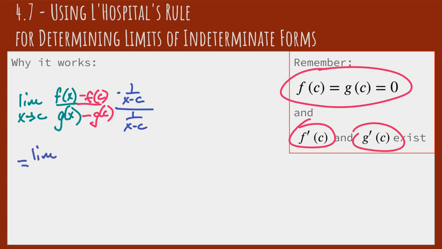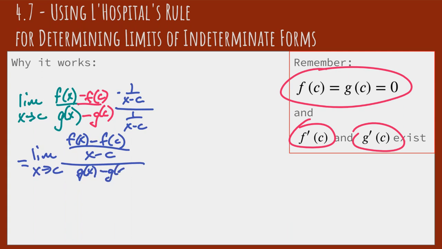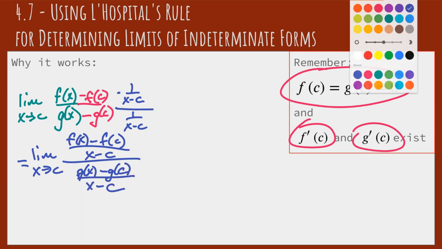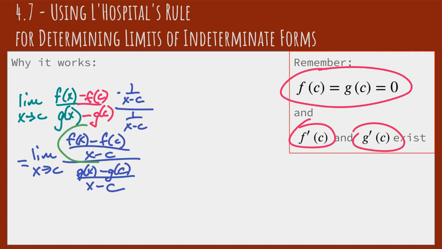So this limit now becomes the limit as x approaches c of f of x minus f of c over x minus c. Hopefully that expression looks familiar to you. And then in the bottom, we have g of x minus g of c over x minus c. So you may notice now that this expression right here, as x approaches c, is the derivative of f at c. So that's just the limit definition of the derivative if we're taking the limit as x approaches c.